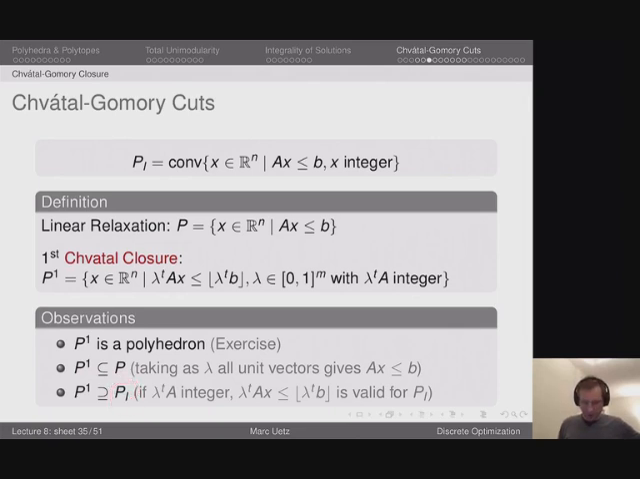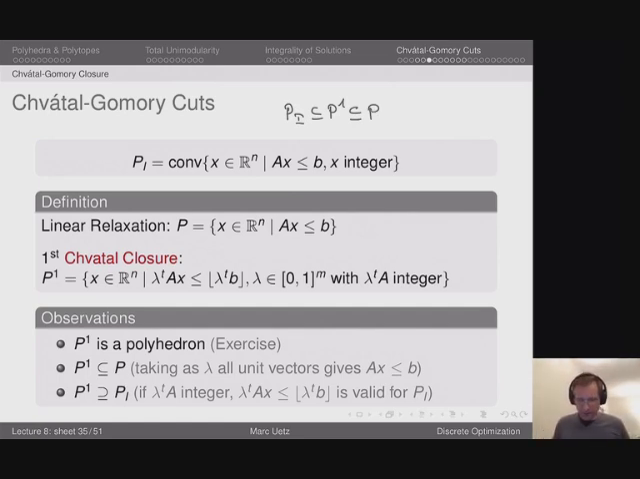Because if lambda transpose A is an integer vector, I'm really allowed to round down the right-hand side, because this is going to be an integer value, and hence I can round down the right-hand side to the next integer. Okay, so all the integer points are still contained in the first Chvátal closure. So indeed, I have the situation that the object of interest, Pi, is a subset of my first Chvátal closure, which is a subset of the linear relaxation P.